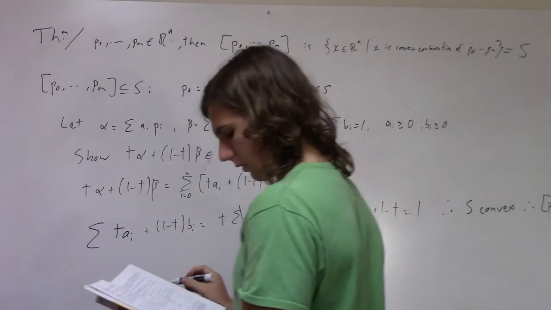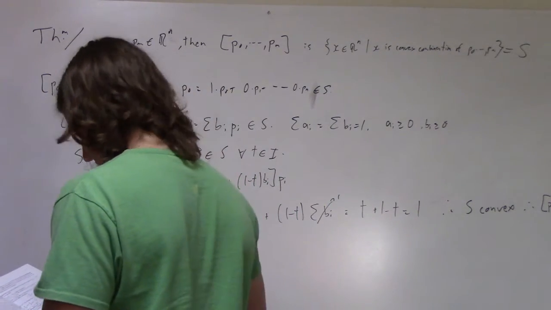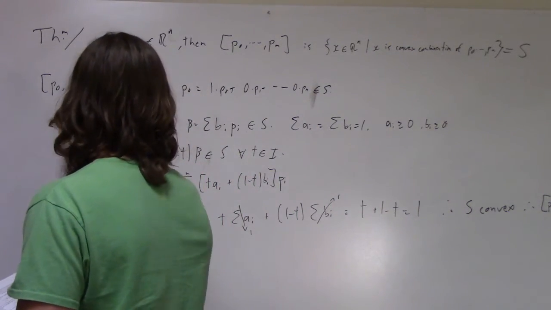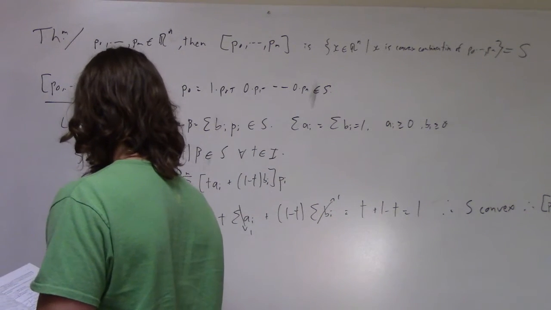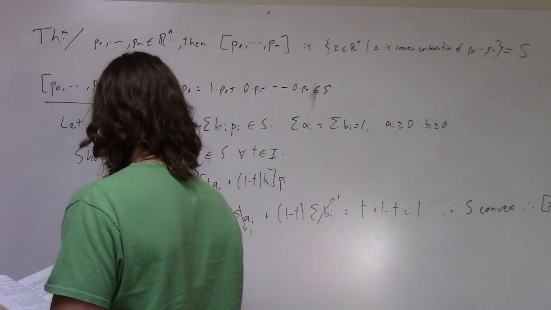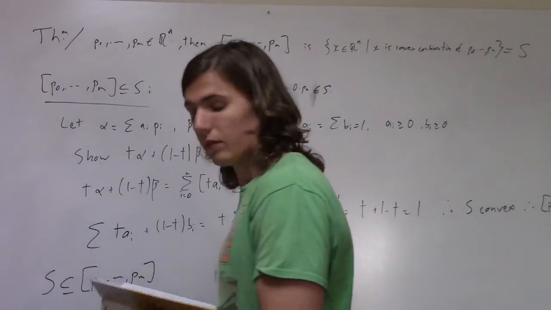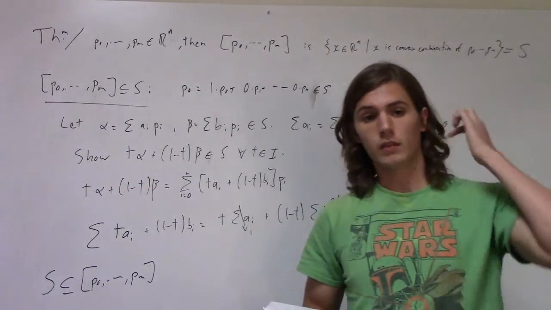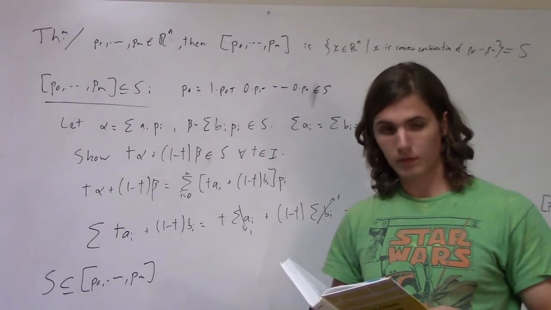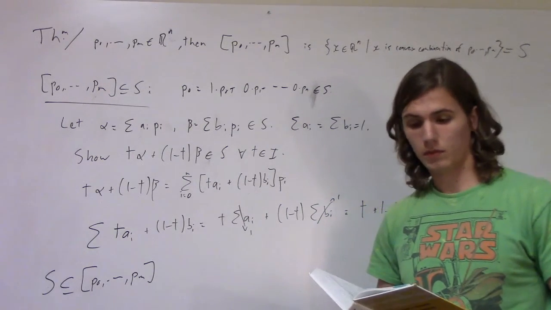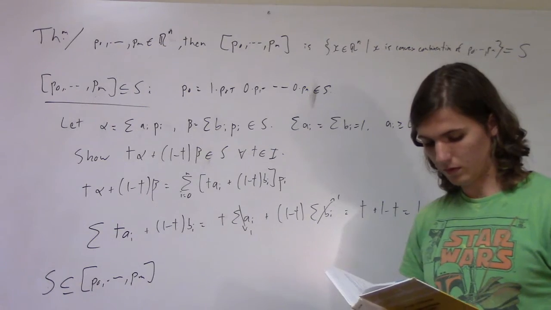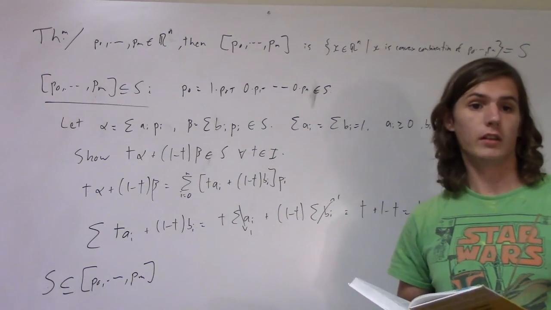Okay, now the second one. We get to do some induction. There you're assuming that the convex hull is a subset of S. How do you use that? We're not assuming, we're proving it.